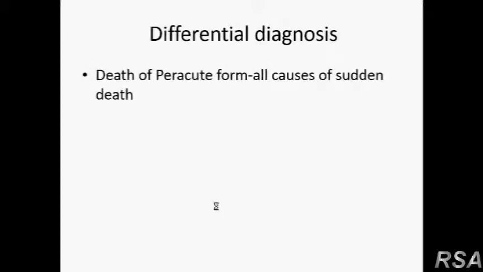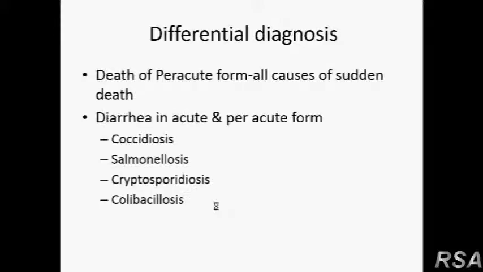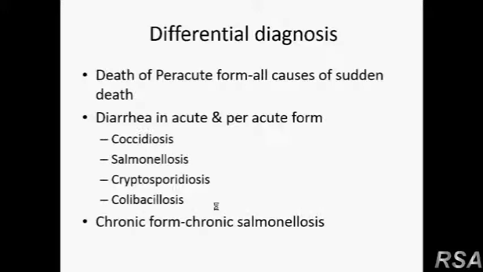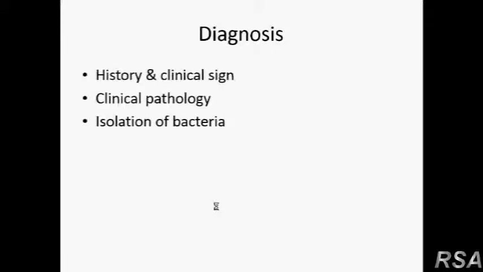Differential diagnosis: death in the peracute form, all causes of sudden death; diarrhea in acute and peracute form, coccidiosis, salmonellosis, cryptosporidiosis, colibacillosis; chronic form, chronic salmonellosis. Diagnosis: history and clinical signs, clinical pathology, isolation of bacteria, isolation of toxin, histology.